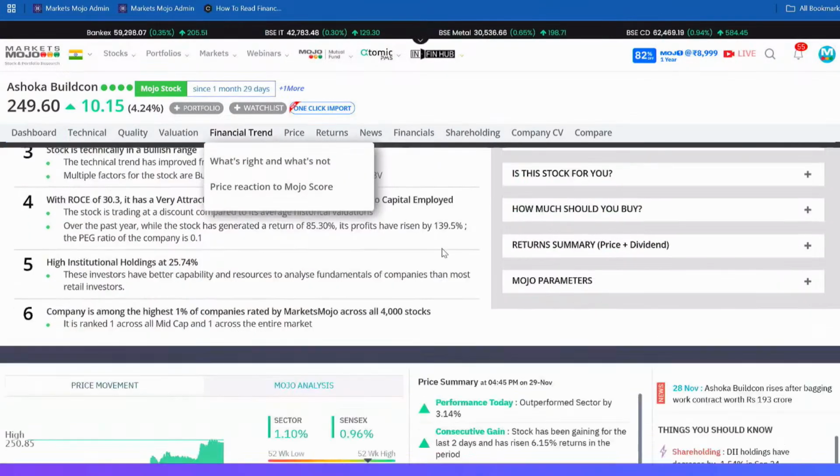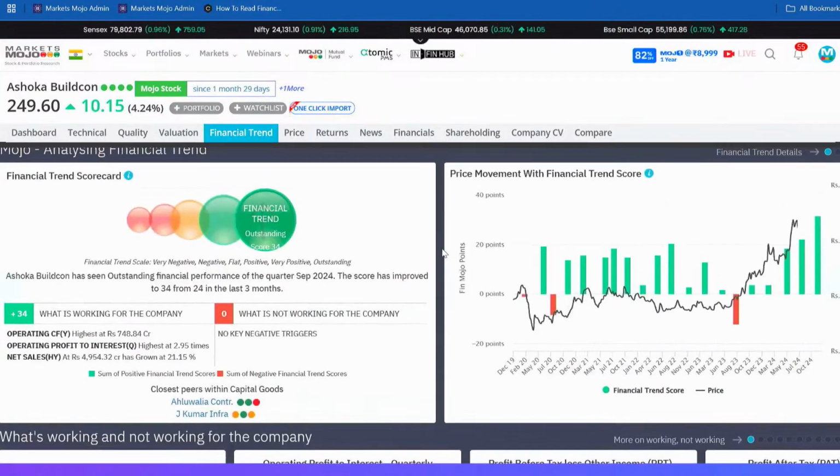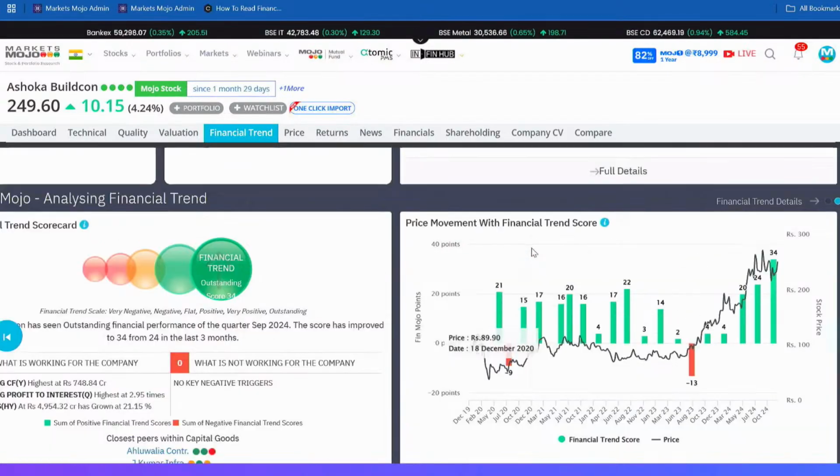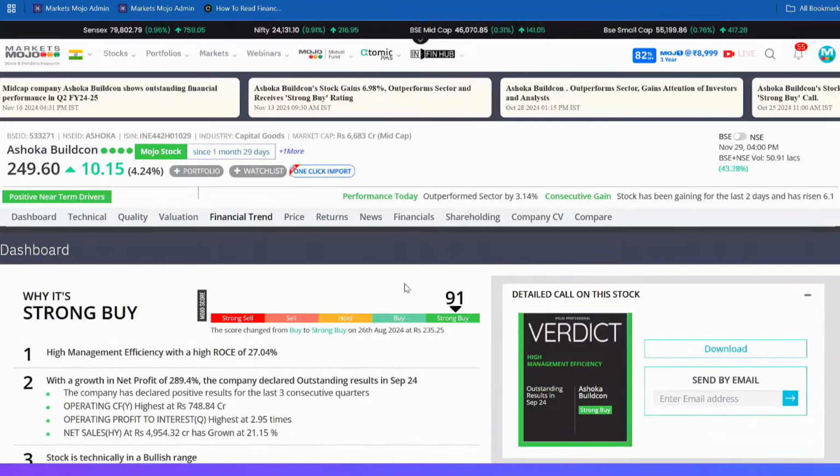Let's look at the financial trend. It should have been doing well over a longer period of time. Look at this. Look at how the price has moved. Okay, as the financial trends went up, it also moved up. Very straightforward answer. If all 4 dots are green, the score would ideally also be in the buy and strong buy criteria, and you could go about buying them.